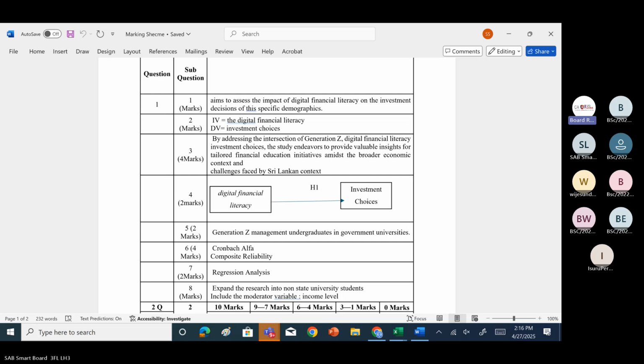As per the given assessment, it identified exactly. It identified by addressing the intersection of the generation set. So the digital financial literacy, investment choices, and the study alone provide valuable insight for tailored financial implications, initiatives against the broader economic factors. That means economically it is impacted, and then it identifies the challenges faced by the Sri Lankan context regarding this generation set. Right? So these are the given information.